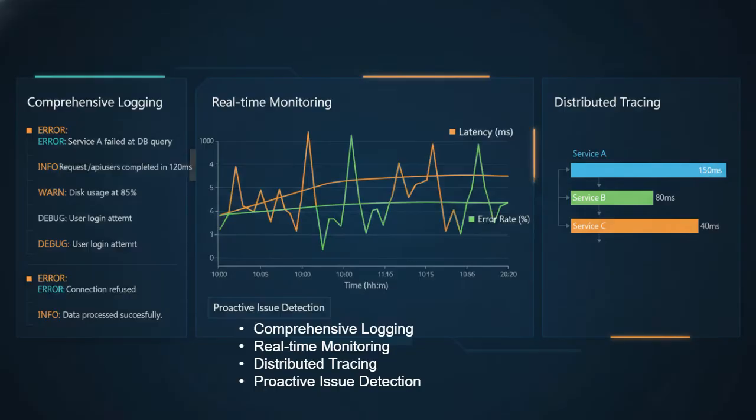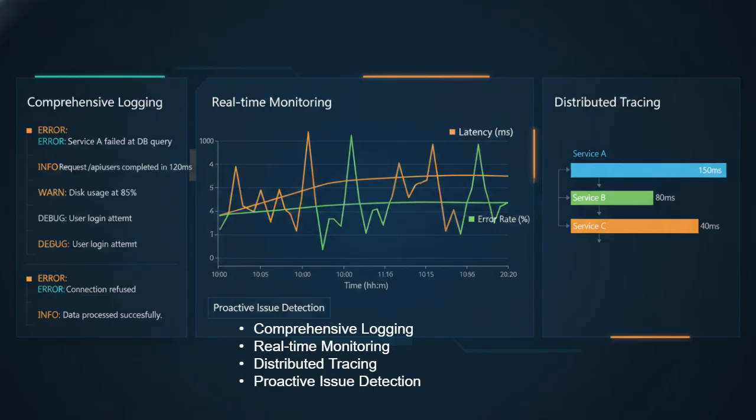In a distributed microservices environment, understanding what's happening within your system is paramount. Observability goes beyond basic monitoring. It's the ability to infer the internal state of a system by examining its external outputs. This involves 3 pillars: comprehensive logging, real-time monitoring, and distributed tracing.